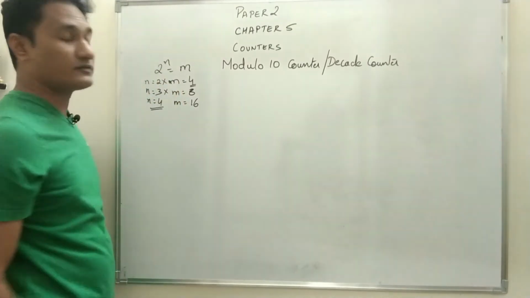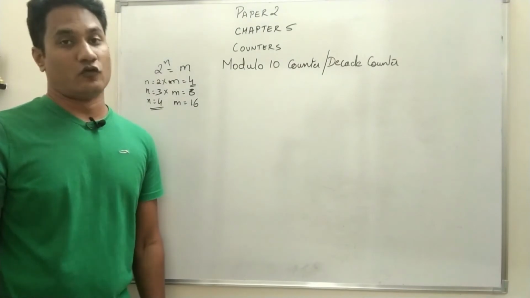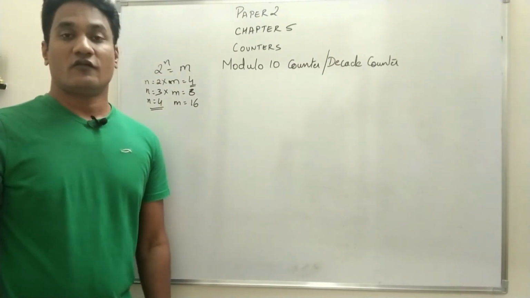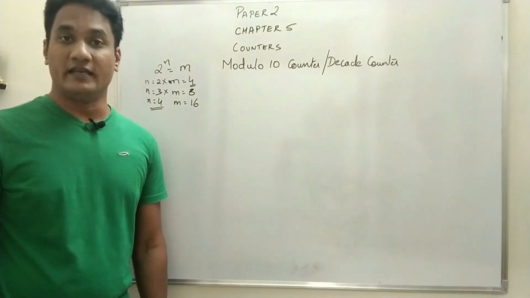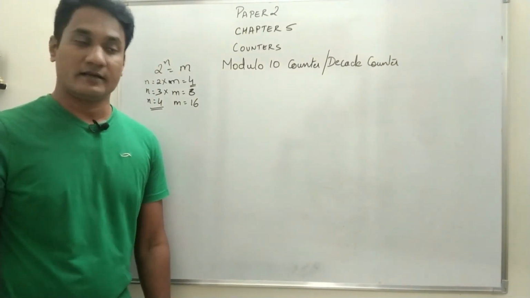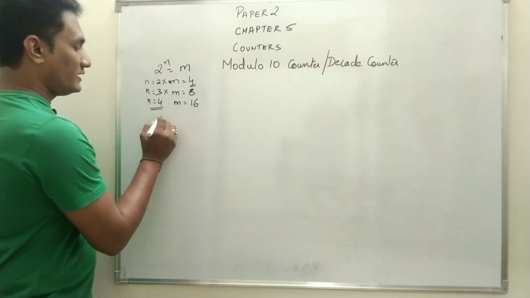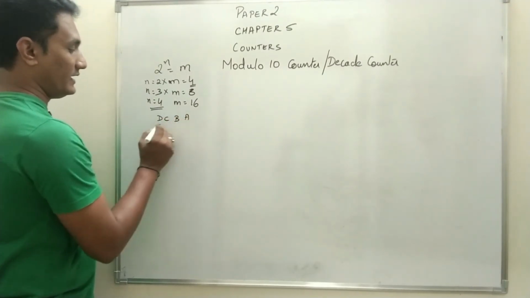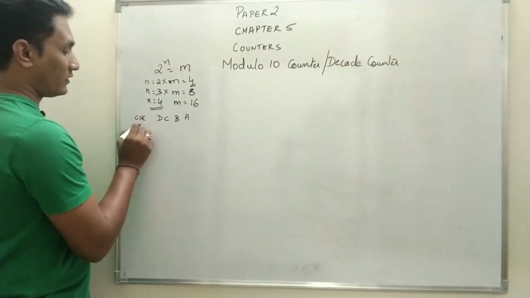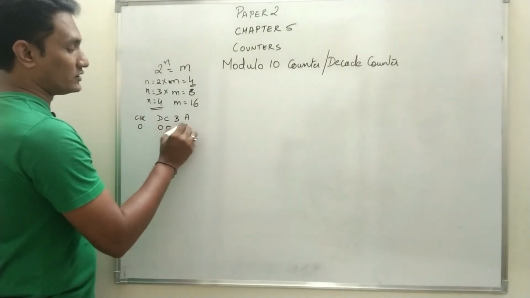Minimum number of flip-flops which has to be used is 4. So we have to use 4 JK master slave flip-flops working in toggle mode, right? The flip-flops will have the state like this: D, C, B, A, and clock. When clock is 0, the count will be 0 0 0 0.